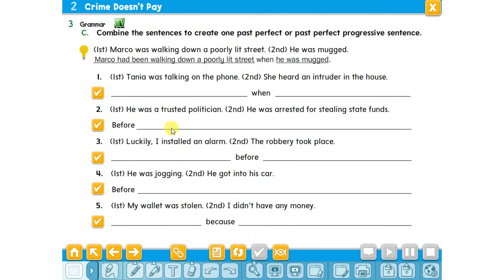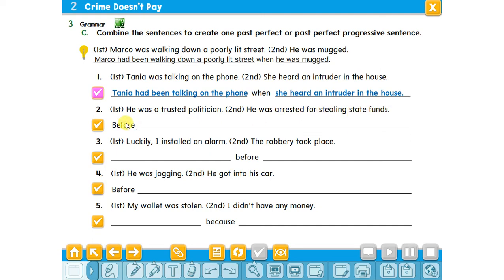نفس الشيء هون عندي، بس هون عندي إيش؟ بقول لي combine the sentences to create past perfect or past perfect progressive. يعني بدي أحدد هل الجملة هون past perfect ولا past perfect progressive. She was talking on the phone، has been talking، هون بدي أقول on the phone when she heard an intruder in the house. هنا he was trusted، he was arrested for stealing state funds.